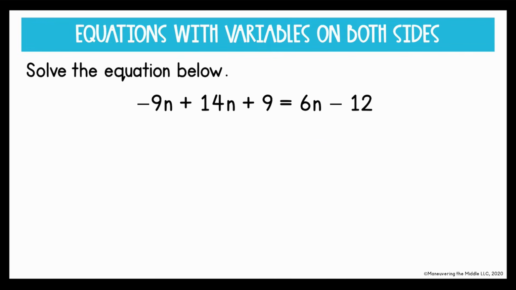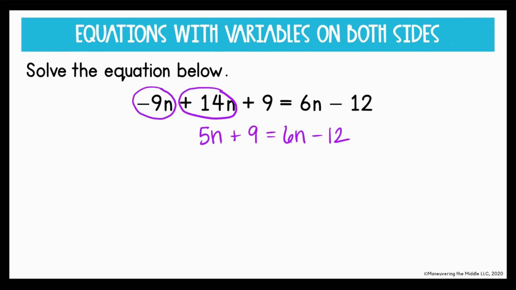Let's look at another equation. Solve the equation below. The first step, let's check. And on the left side, notice that we have like terms that need to be combined. We have negative 9n and then a positive 14n. I'm always going to circle the sign that's in front of the term to see if it needs to be added or subtracted. So if I combine negative 9n plus 14n, that gives me 5n. And now I'll write down the rest of the equation.